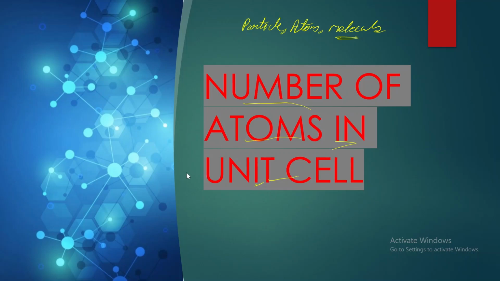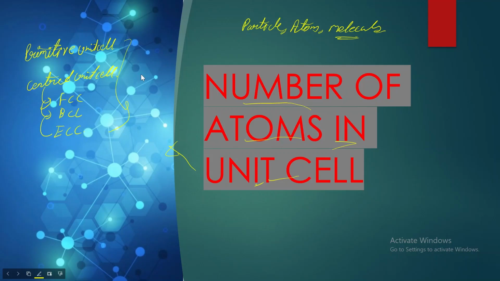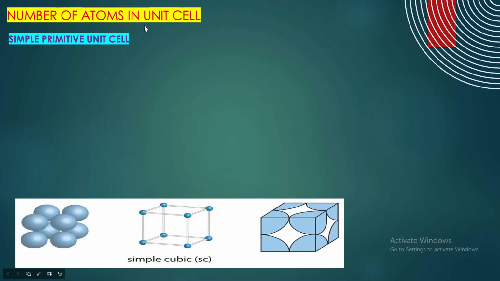We know that unit cells are of two types: primitive unit cell and centered unit cell. And we also know that the centered unit cell is divided into face centered unit cell, body centered unit cell, and end centered unit cell. So in all the four we are calculating the number of atoms in a unit cell.